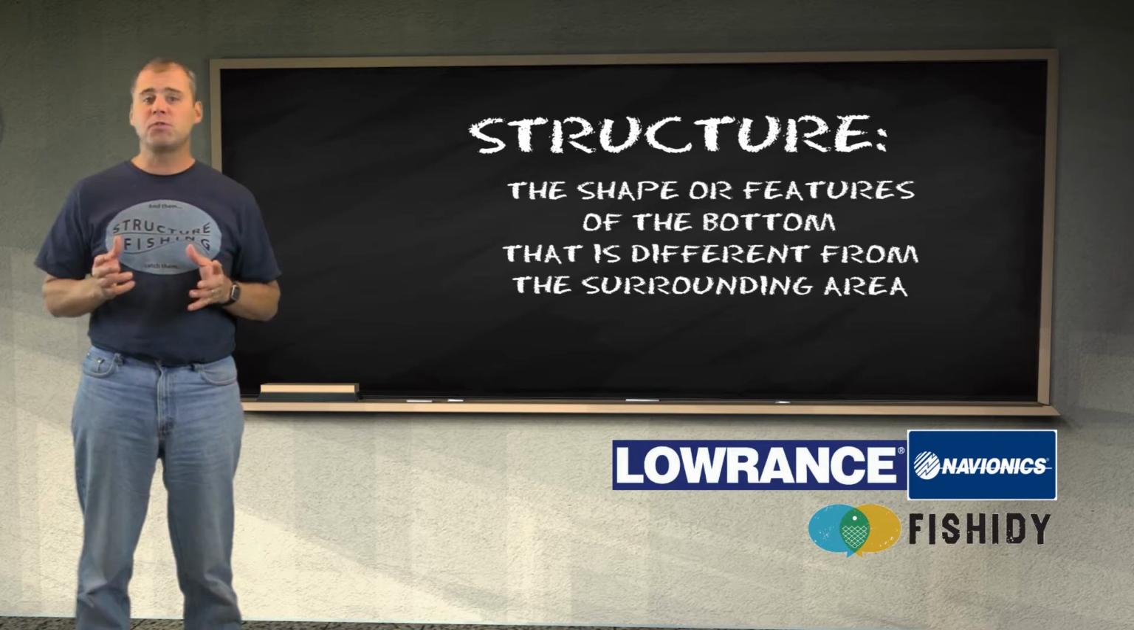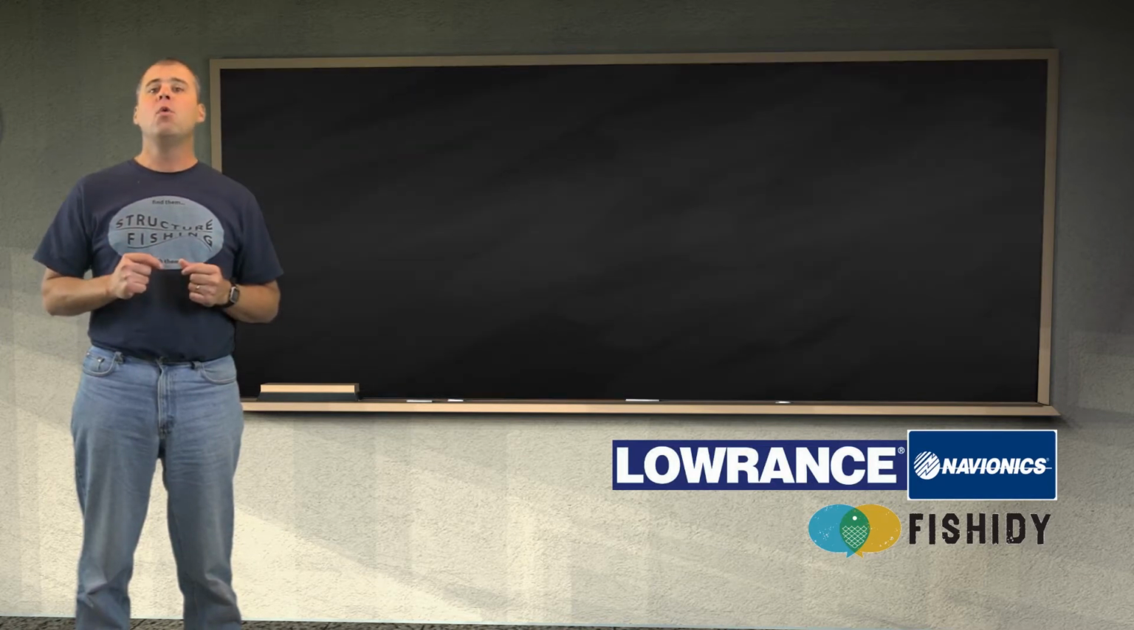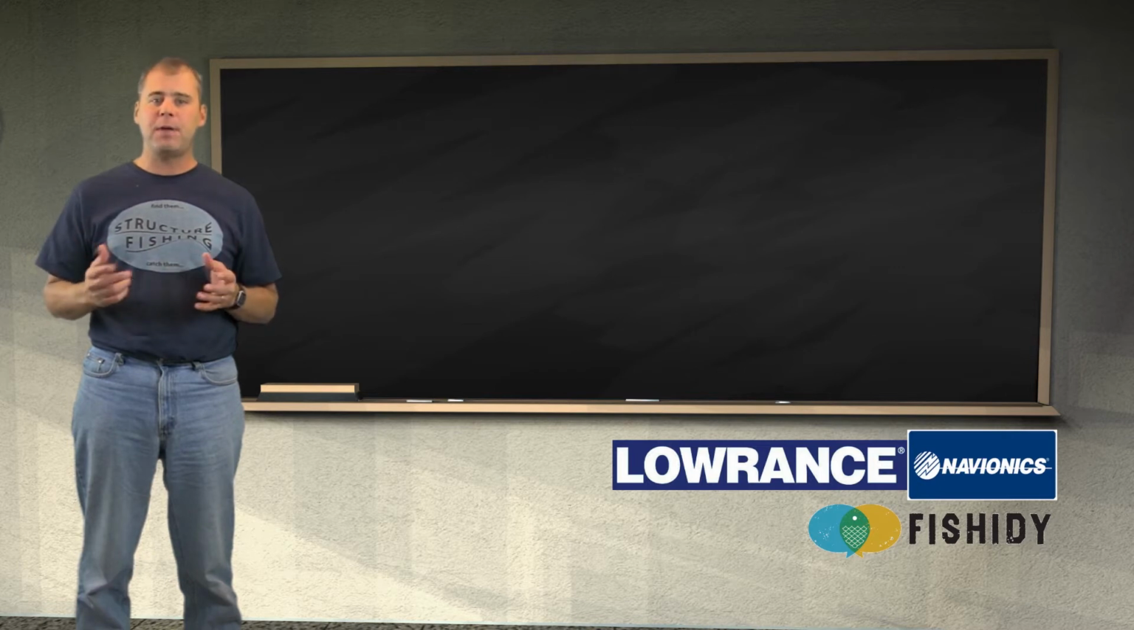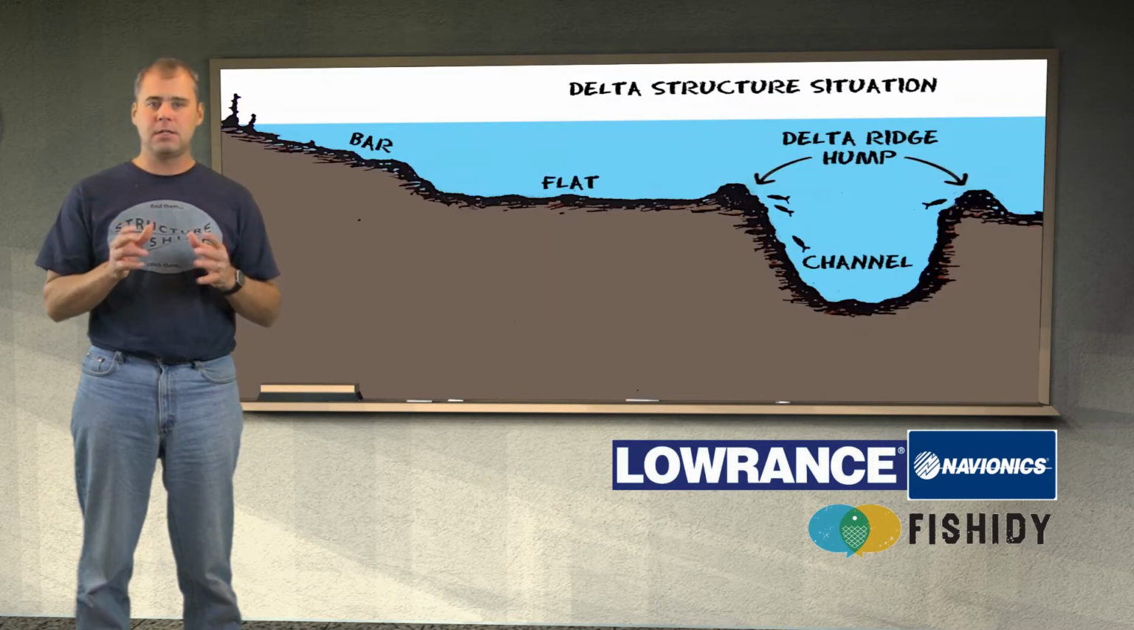In an earlier classroom session, we said that the fish will not cross a flat that is void of breaks or break lines. We also said that the most productive structures will have immediate access to the deepest water in the area that you're fishing. We're going to talk about a structure situation that will sum up everything we talked about in the past. And this structure situation will give you a better understanding of how fish move and migrate on structure. This situation is called a delta.